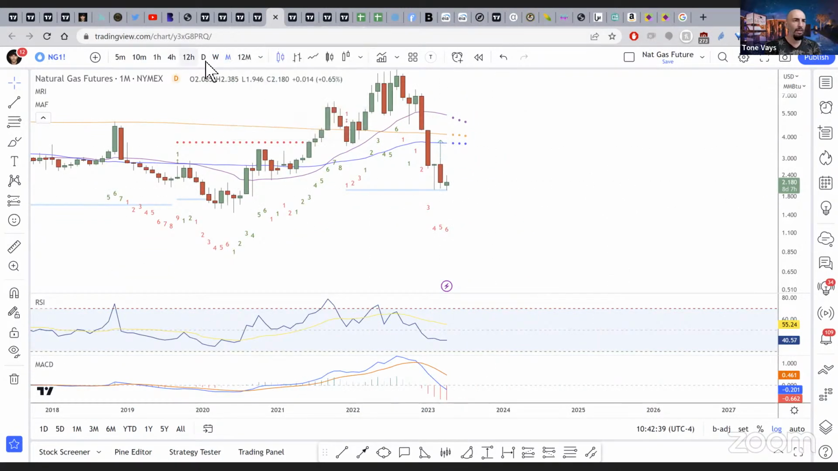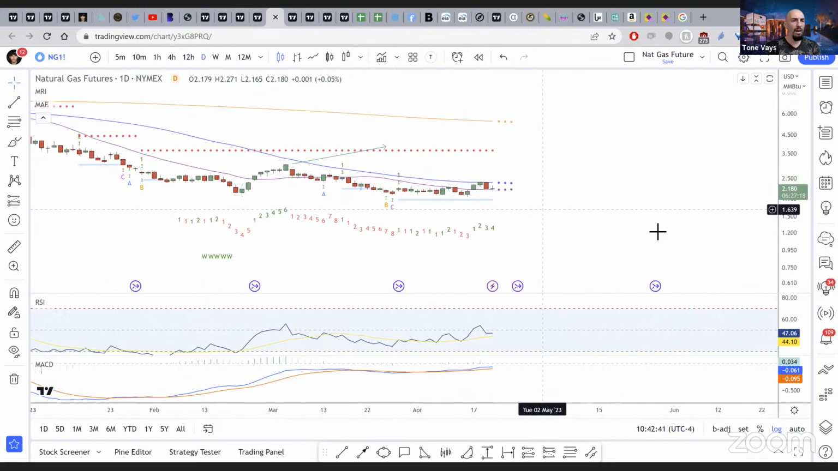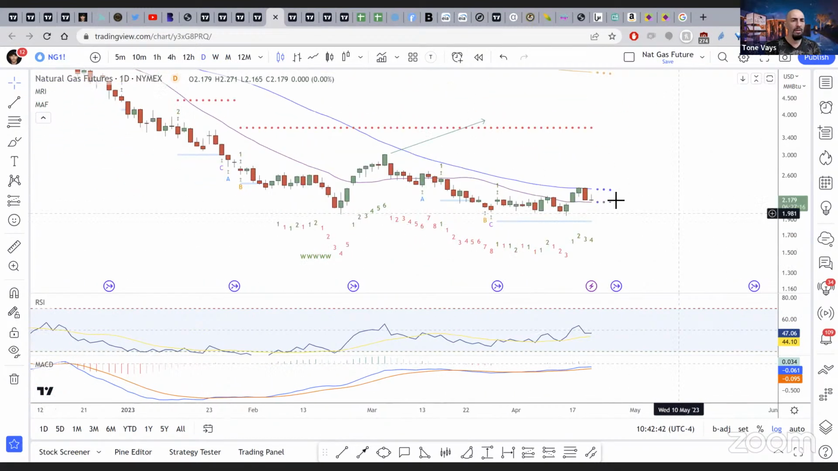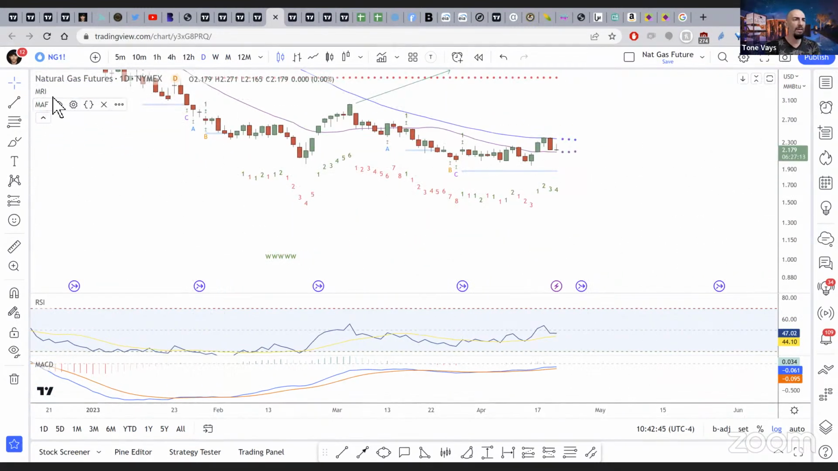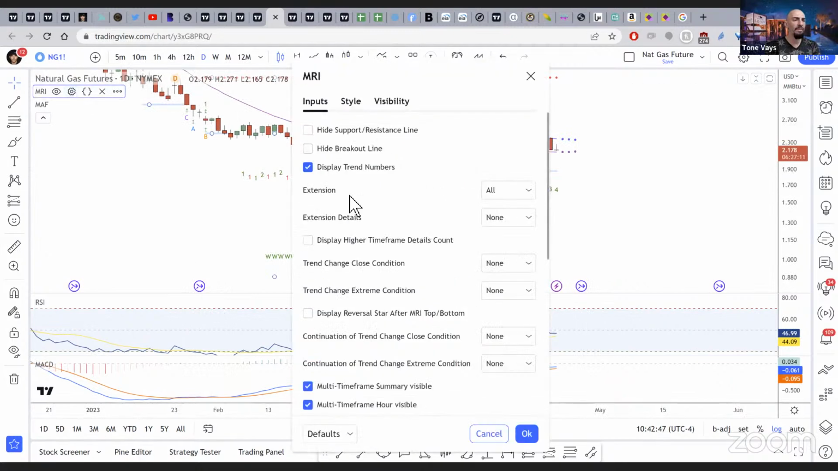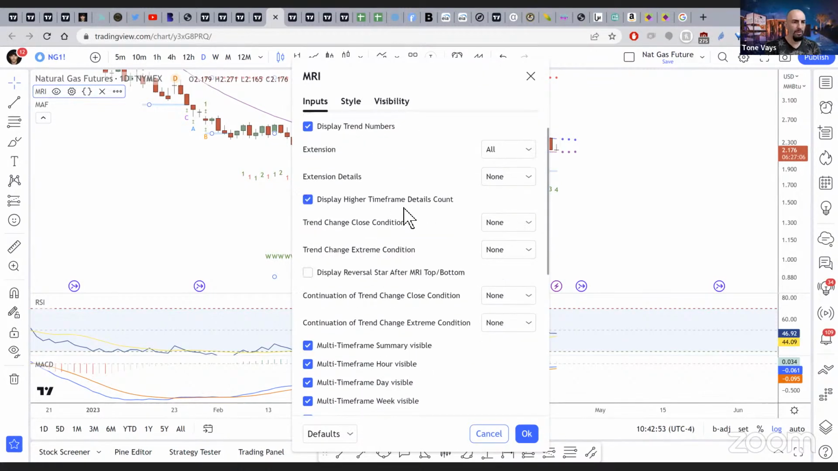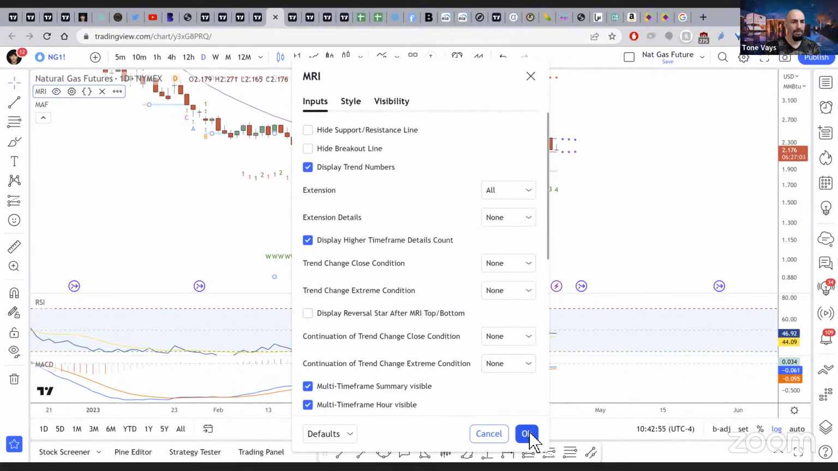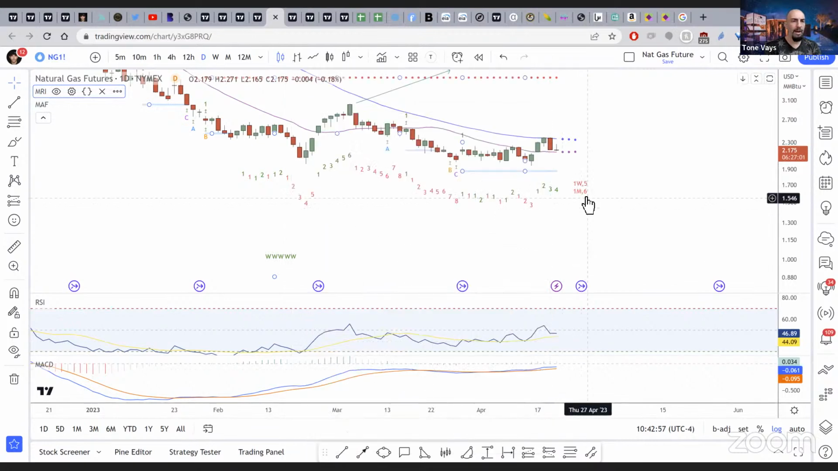So if we go back to the daily chart and look at the MRI, oh, I don't have the things here. Hold on. I need display higher time frame detail count. There. The weekly is still halfway through, and the monthly is halfway through. I mean, natural gas on higher time frames is very bearish. Very, very bearish.